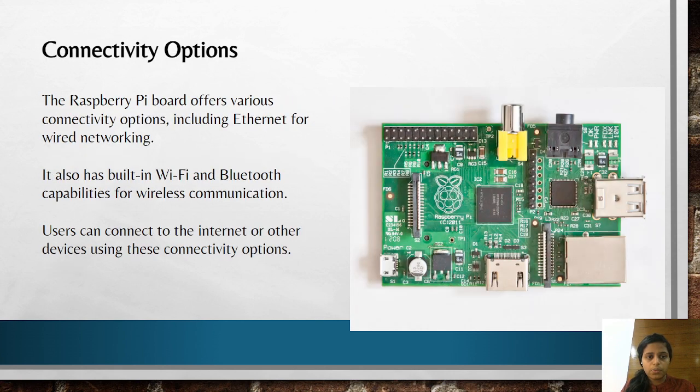Let's get into the connectivity options of Raspberry Pi. The Raspberry Pi board offers various connectivity options, including Ethernet for wired networking. It also has built-in Wi-Fi and Bluetooth capabilities for wireless communication. Users can connect to the internet or other devices using these connectivity options.